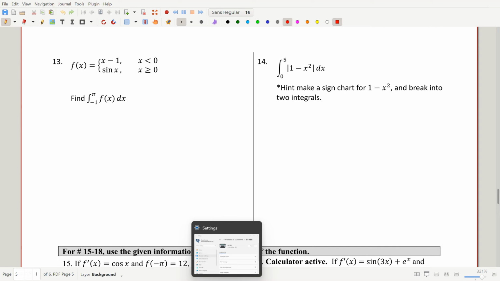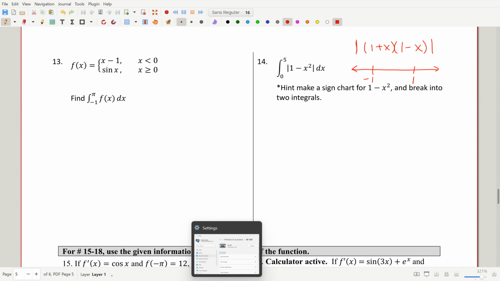So what we really have here is the absolute value of 1 plus x times 1 minus x. And then, to make the sign chart, you want the zeros of that, which are obviously 1 and -1, hopefully. And then we just have to decide when we're positive and when we're negative. Now, this is the one that's backwards because we have a minus x here.